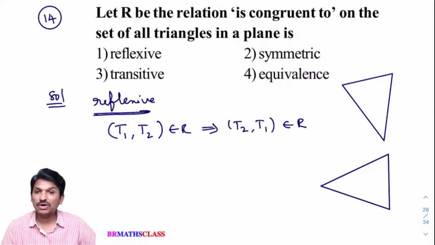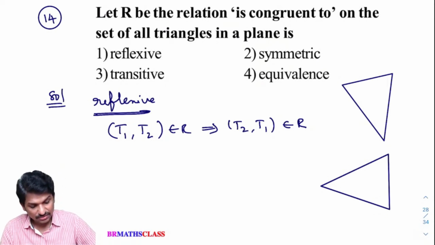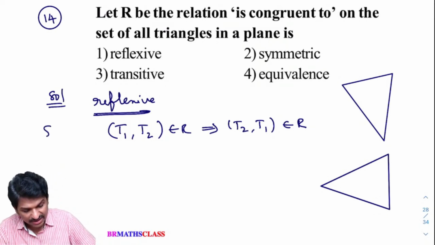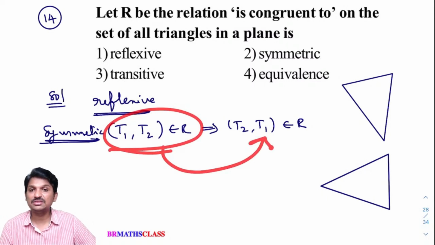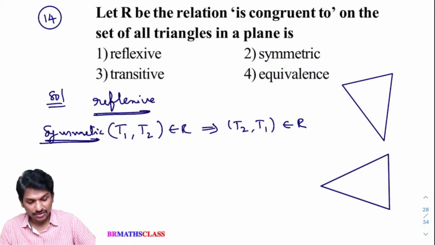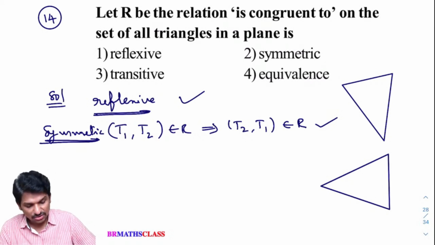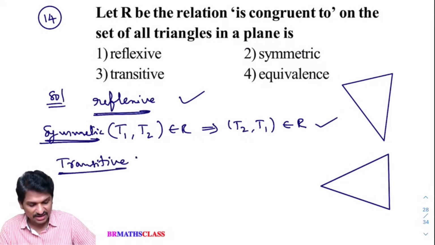Reflexive, yes, it is reflexive. I have written reflexive here. Now I am checking the symmetric condition. I took T1 comma T2 belonging to the relation, and T2 comma T1 also belongs to this relation. That means this relation is symmetric also. For reflexive, yes; symmetric, yes. Now you need to look for transitive. Is it transitive?